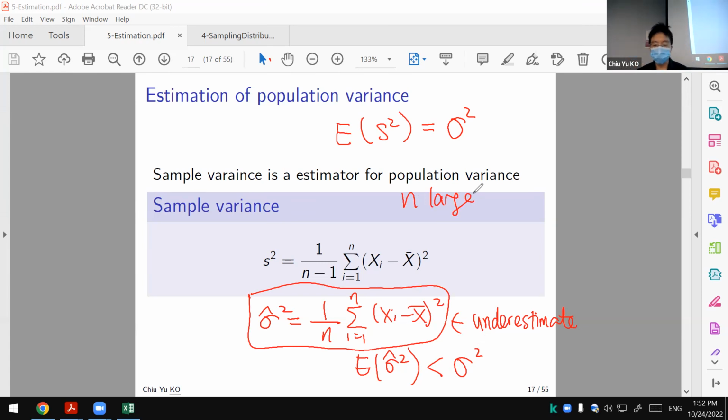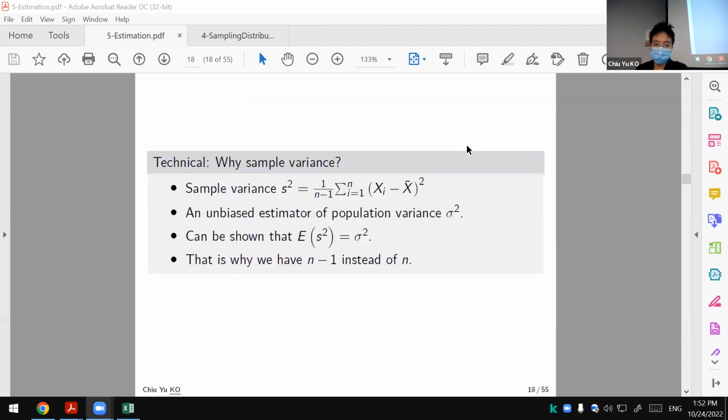That's why we still use this guy, because a lot of the time we don't have a very big n, and then this one will be the appropriate one. But when n is large, there's not too much difference. If there's no question, let me try to give you more idea why this is the case. The main key point, as we see here, is this guy.